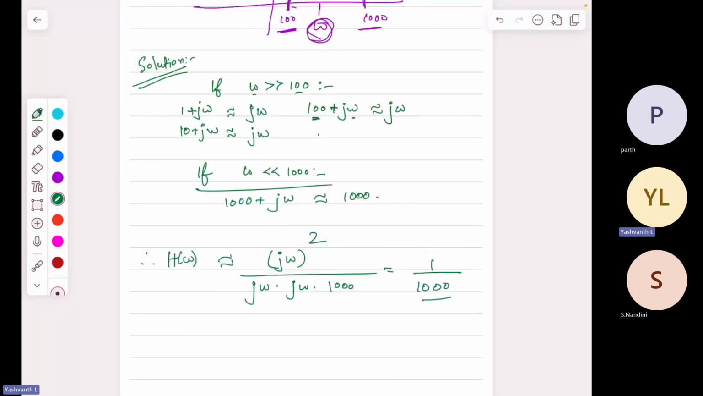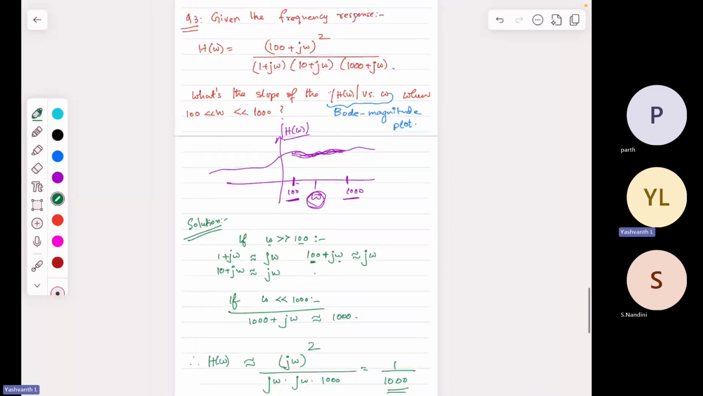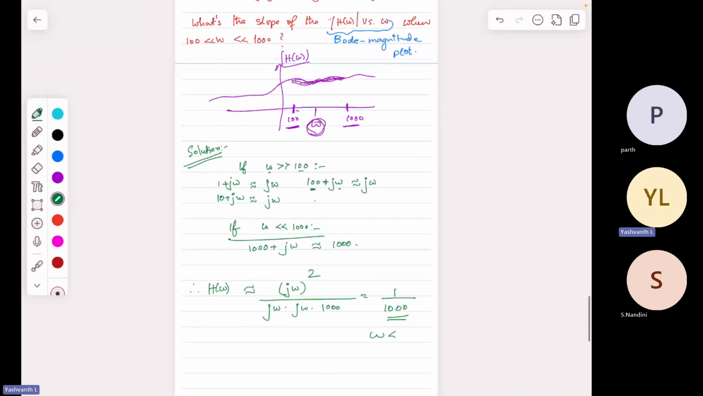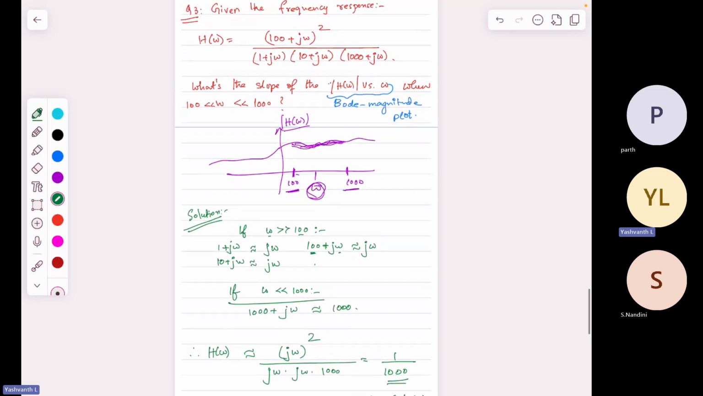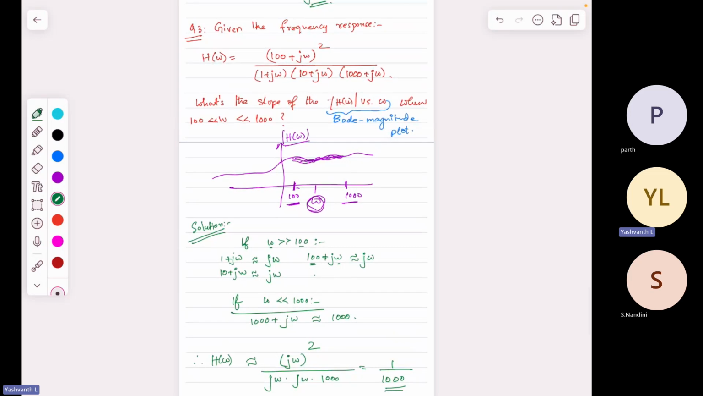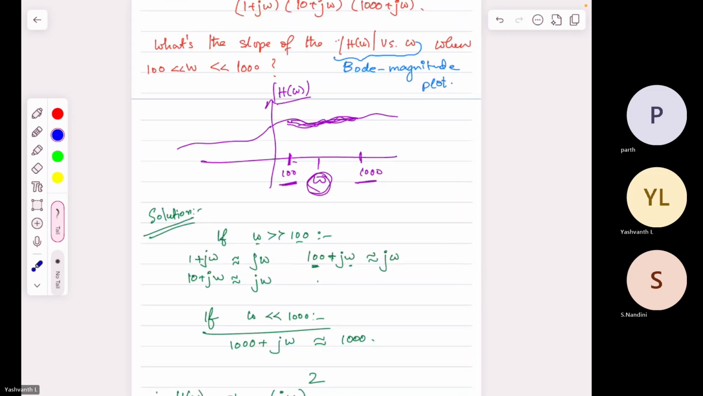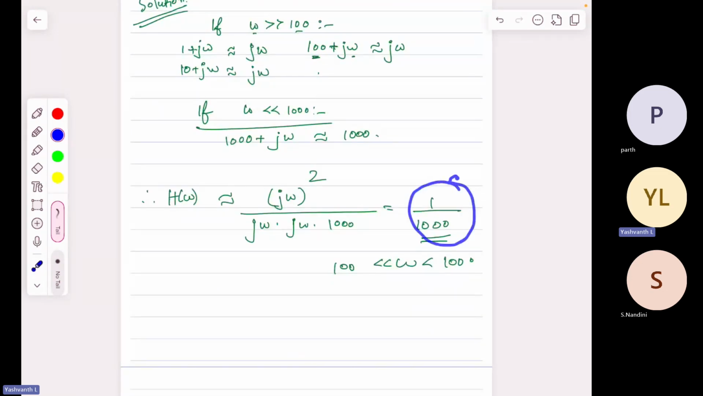You are right. Now tell me what is the answer. You got H of omega, and this is correct when omega is much greater than 100 and much smaller than 1000: H of omega is approximately 1 by 1000. Now, what is the question? The question is asking the slope of this curve, mod of H of omega. Mod of H of omega is the mod of 1 by 1000, which is 1 by 1000. So what is the slope of this curve? Basically, it's a constant, right? Slope means you need to differentiate with respect to omega. 1 by 1000 is a constant, so the differentiation is 0. Therefore, the slope is 0.